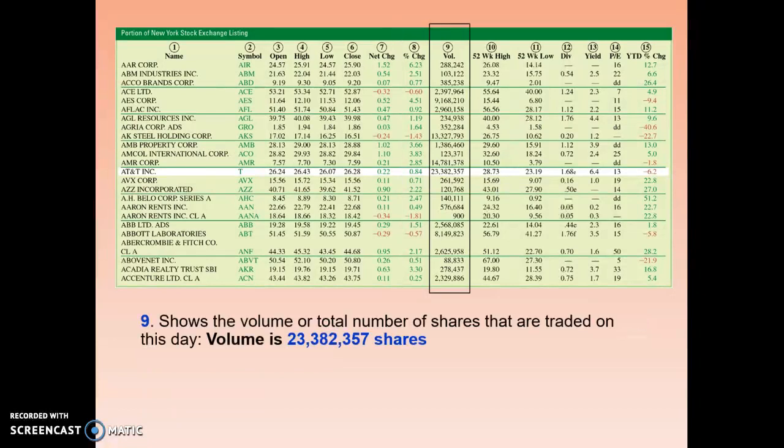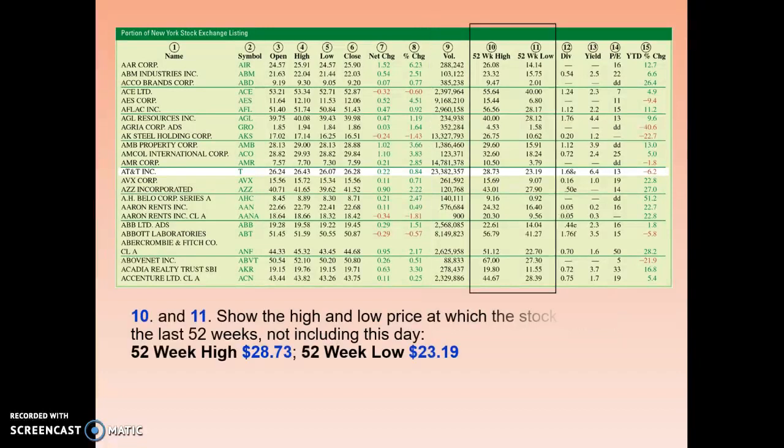Next is the volume. That's how many shares were traded on that day. Now remember that the total shares traded means bought and sold. 10 and 11 are the ones that you want to pay attention to before you decide to buy a stock. Look at the high and the low. So the 52-week high was $28.73 and the 52-week low was $23.19. So you're really not getting that big, possibly, of an increase.